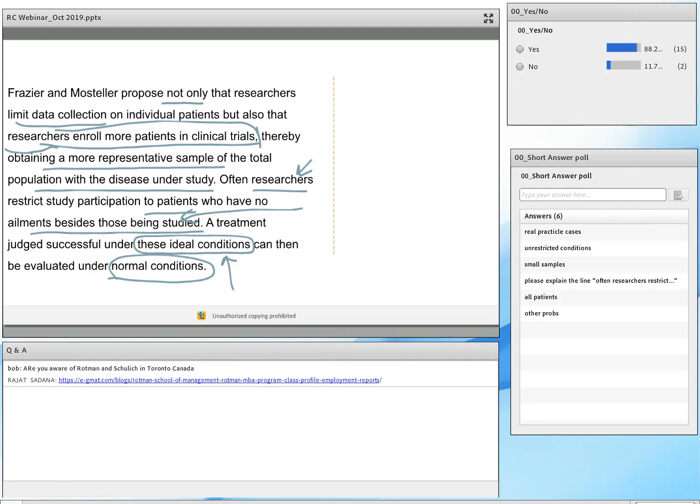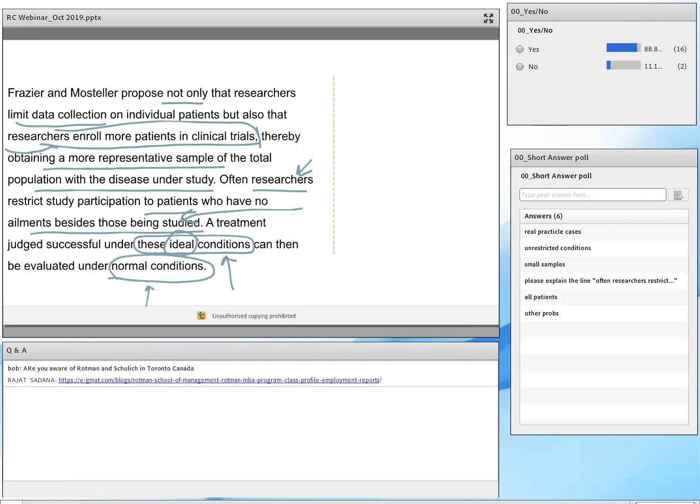So currently what is done is, if the treatment is considered to be successful under these ideal conditions, and you all understand what these ideal conditions are, then in the next trial, they evaluate under normal conditions. And normal conditions means when patients have more than one ailment, because that is what represents the more practical cases. Okay. All right.